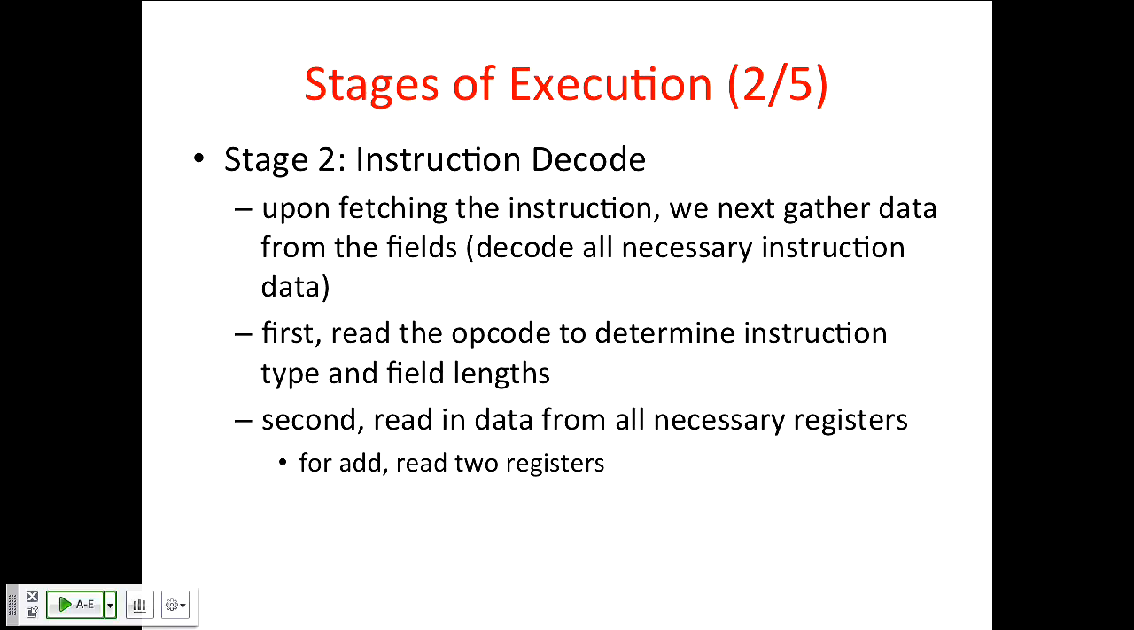Notice different instructions read different numbers of registers. So some instructions read 2 registers, like an add. Some instructions read 1 register, like an add with immediate. Other instructions read 0 registers, right? What's an instruction that doesn't read any registers? Jump, right? Jump doesn't read any registers. It just goes straight to some address. So part of decoding the opcode is figuring out which registers and how many registers I need to read from the register file, okay?